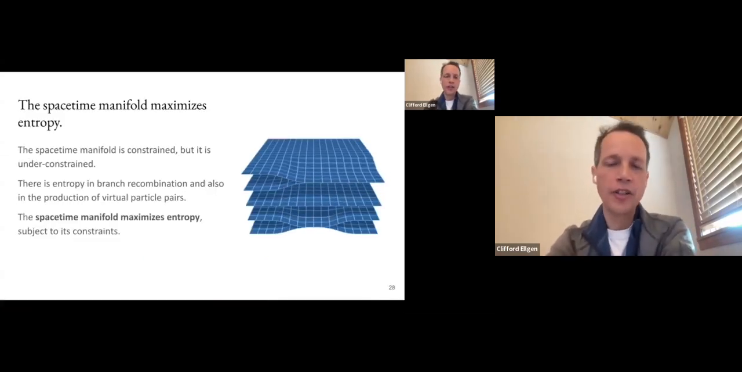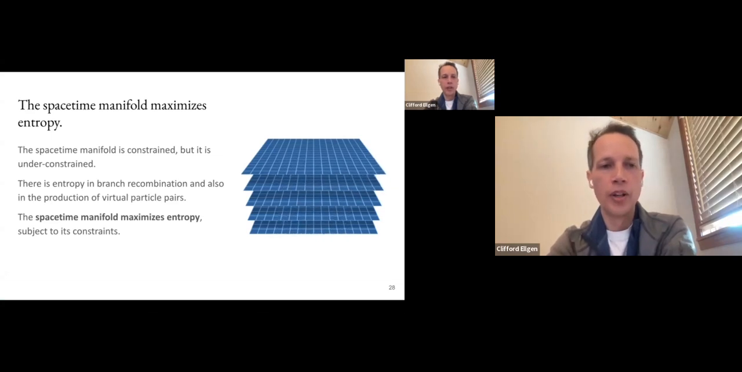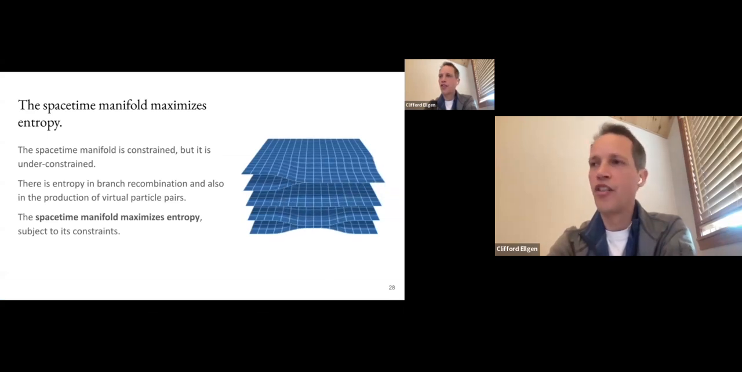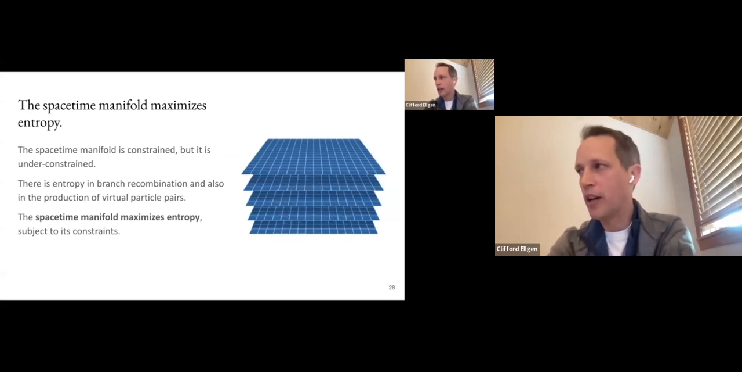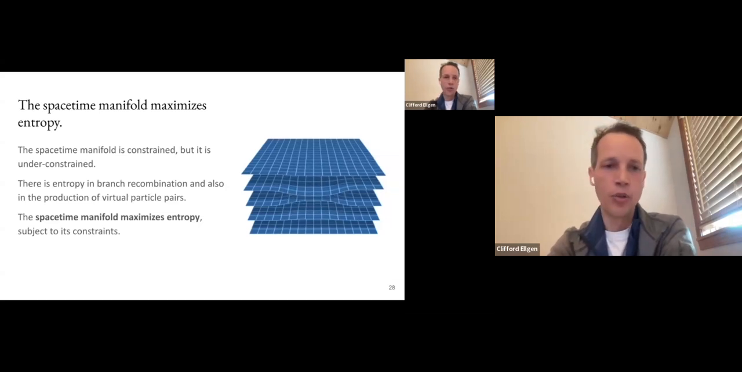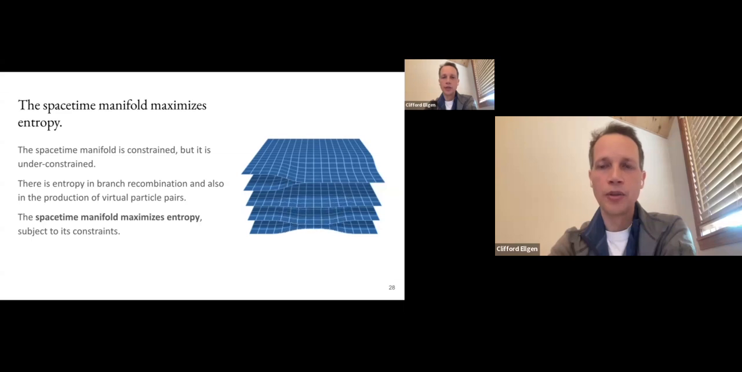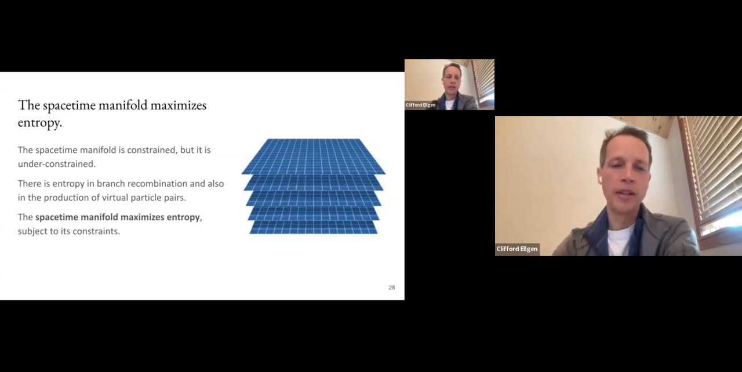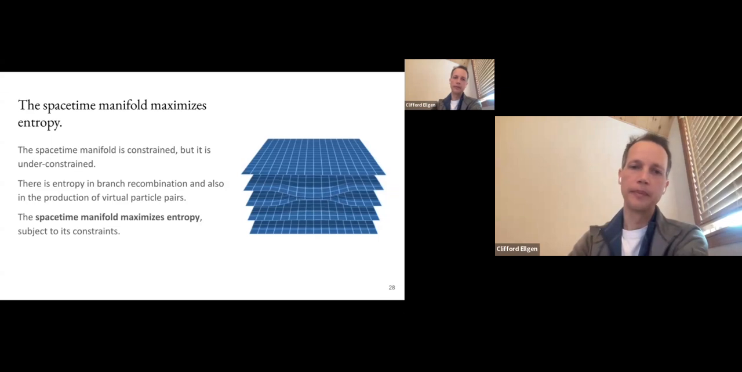We have these branches that are constantly splitting and recombining with each other. We also have the ability to produce pairs of topological defects. If that production of a pair of topological defects happens on one branch but not other branches, that implies that they're effectively virtual particle pairs. So we have these degrees of freedom, and subject to those constraints and degrees of freedom, the spacetime manifold is going to maximize entropy.